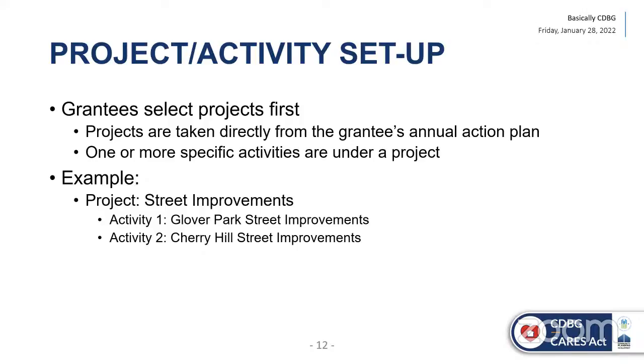For example, say you're doing street improvements and you're going to be doing 3 different areas of street improvements, then you could have 3 different activities. Each one of those street improvements is going to be a separate activity, which we're going to go over a little bit later. You want to make sure that you don't just have one activity for 3 different areas of public facilities. But it's certainly okay to group activities under one project if those all address the same goal.